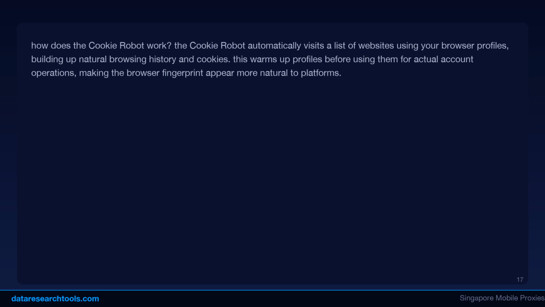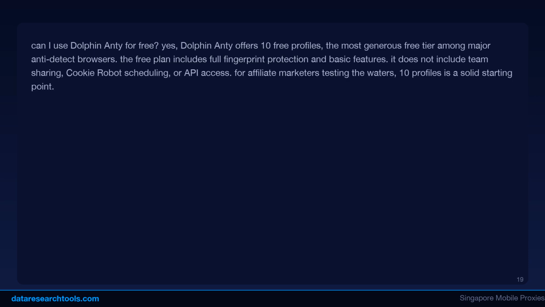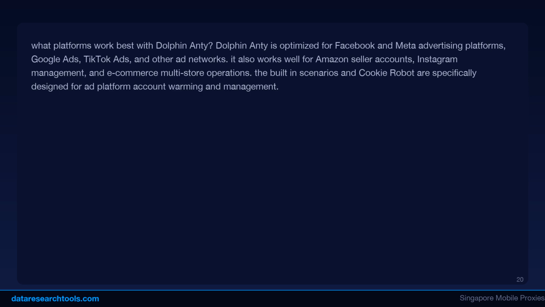Now for some frequently asked questions. Is Dolphin Anty free? Dolphin Anty offers a free plan with 10 browser profiles. Paid plans start at around $89 per month for 100 profiles and include team features, automation API, and priority support. How does Dolphin Anty compare to GoLogin and Multilogin? All three are solid anti-detect browsers. Dolphin Anty's strongest point is team collaboration. GoLogin offers a good balance of features and price. Multilogin is the most established but also the most expensive. Choose based on whether team features, price, or fingerprint quality is your top priority.